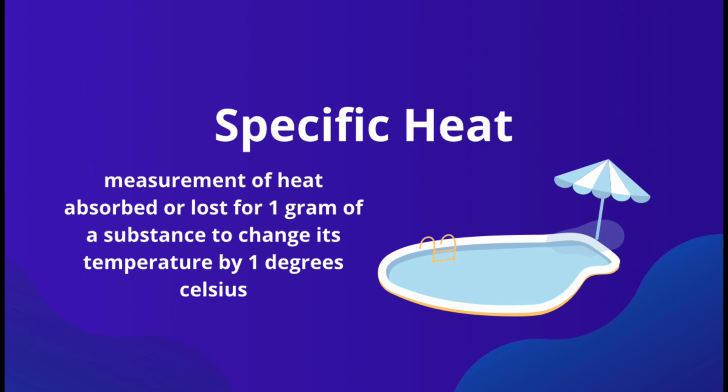Specific heat is the measurement of heat absorbed or lost for 1 gram of a substance that changes temperature by 1 degree Celsius. An example of why this is important for water is if you go to a pool on a hot summer day but the pool water is still cold. This property of water is important when it comes to stabilizing aquatic environment temperatures.